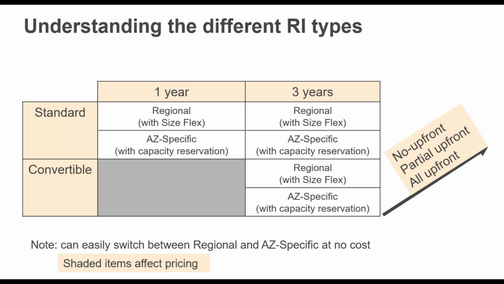If you're interested in paying for instances all upfront, you can use that mechanism, or use partial. The items shaded on this slide, the standard, convertible, 1 year and 3 year, and the payment structures of no upfront, partial, and all upfront, are the items that influence the discount and the price of the reserved instance. Typically, we see that the longer the commitment and the more upfront, the greater the percentage savings.